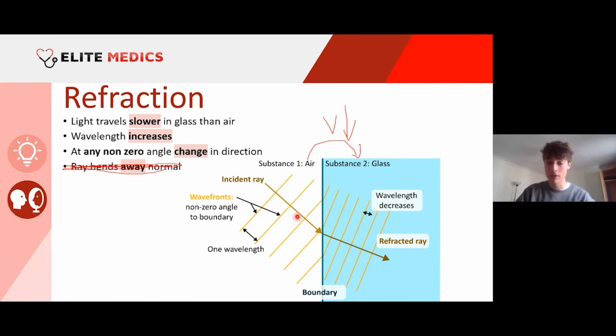So that's why initially you have quite a big angle to the normal, and then we have a smaller angle to the normal. So it's all linked to speed, really. If speed decreases, wavelength will decrease, and the angle will decrease. Remember, the angle is always taken when compared to the normal.